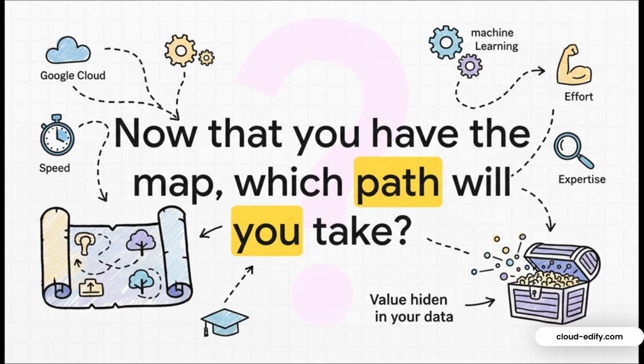So there you have it. You've got the map. You can see every path laid out in front of you, from the fastest, easiest road to the steepest, most rewarding climb. The treasure is all that value that's hidden in your data. And now the only question left is, which route will you take to go and find it?